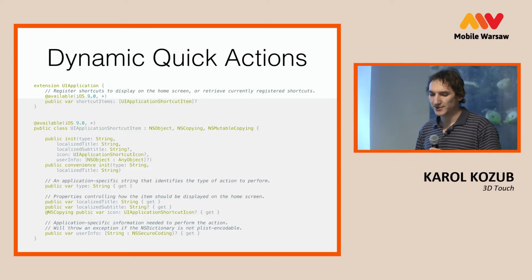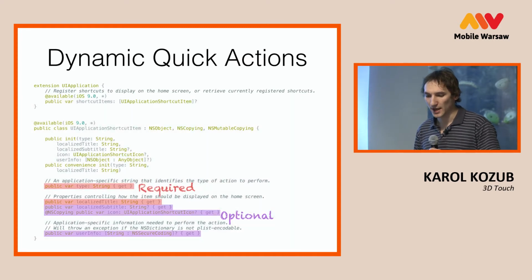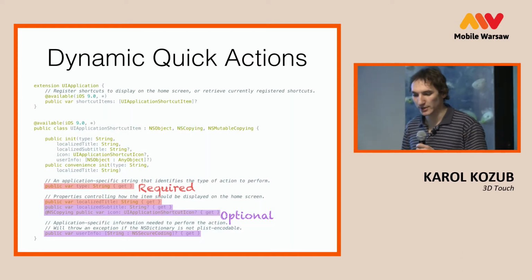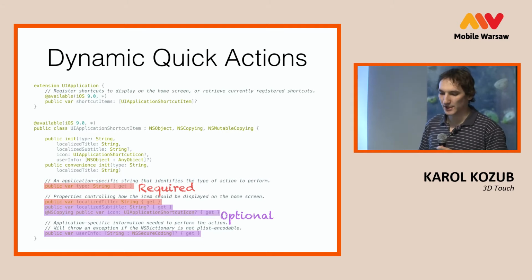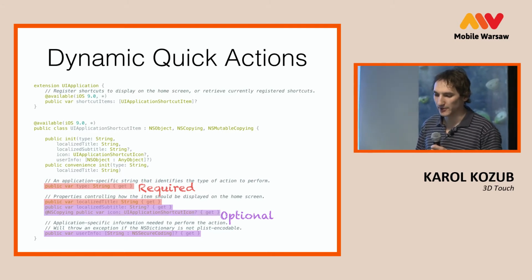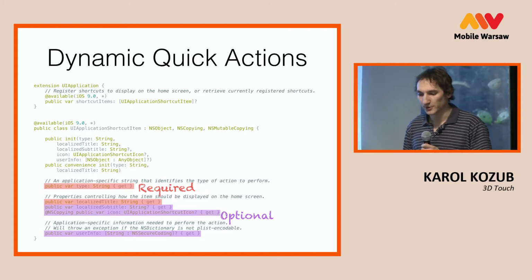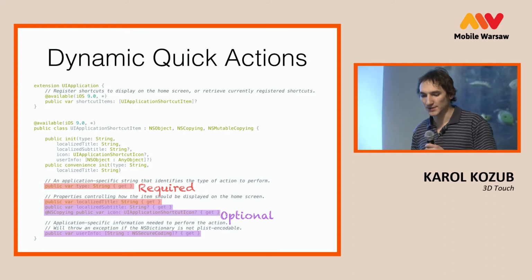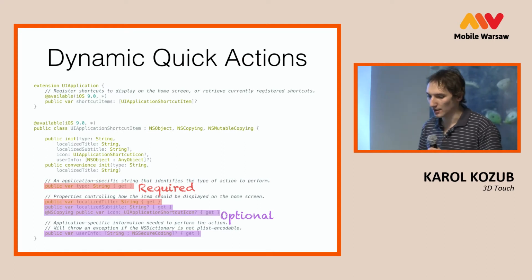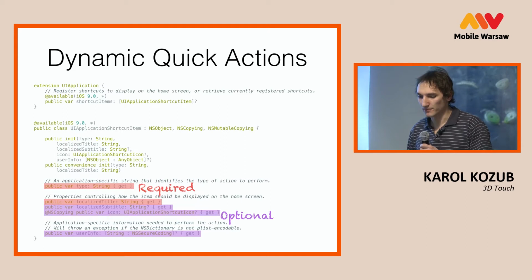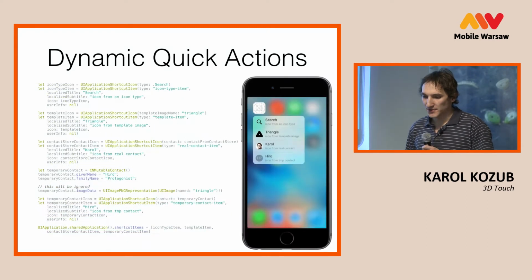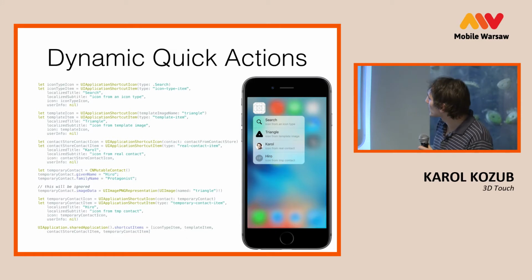It's very similar to the dictionaries we used in the Info.plist. It again has the type and localized title, which are required, and an optional localized subtitle, icon, and user info. It's important to note here that the icon is an object of the UIApplicationShortcutIcon class instead of a string as in the Info.plist dictionary. Right. So here is an example of, I hope the text isn't too small.